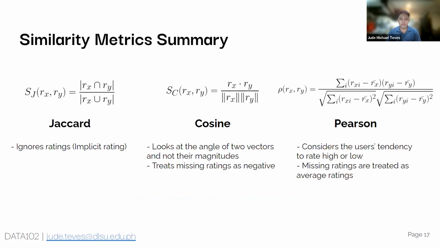So, the summary of those similarity metrics. For Jaccard, we ignore the rating, so this is basically implicit rating for your recommender systems. For cosine, we're looking at the angles of two vectors and not their magnitudes. We treat the missing ratings as negative. For Pearson, this is basically cosine similarity with mean centering. It considers the user's tendency to rate high or low. The missing ratings are treated as average ratings. That's it.